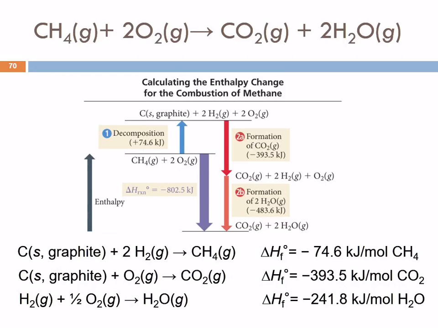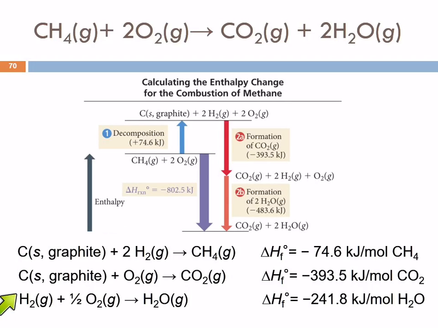Okay? And then we can take these elements and we can form carbon dioxide. The heat of formation of carbon dioxide is minus 393.5 kilojoules. And then we can form the water from hydrogen and oxygen, and that's this step, releasing 483.6 kilojoules of energy. So when we add this input of energy and this release of energy together, we end up with the overall total. So that's a diagram.